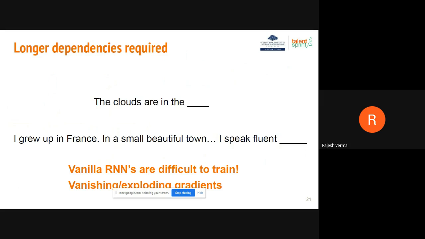Let us take, for example, some sentences. The clouds are in the dash. We can very easily say that the clouds are in the sky. And, I grew up in France, in a small town. I speak fluent French. So these are some of the connections, and this network will help to connect these sentences and give us the result. For example, for the clouds are in the dash, if you give this to the network, the answer for the dash is very easily the sky.